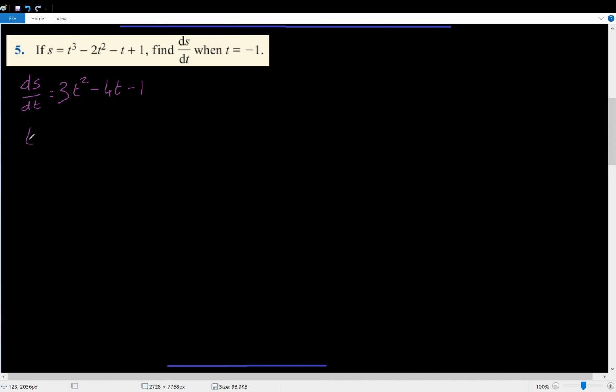So when t is equal to minus 1, we're going to get 3 times minus 1 squared minus 4 times minus 1 minus 1. Minus 1 squared is 1, 3 times 1 is 3, minus 4 times minus 1 is plus 4, and then we have our minus 1 in the end. 3 plus 4 is 7, 7 minus 1 is 6. So the value of ds/dt when t is equal to minus 1 is 6. And that is that.